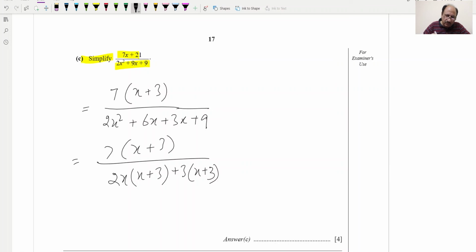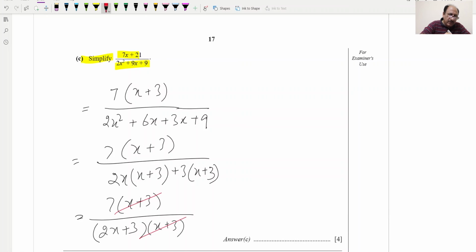Now we can further write 7 into x plus 3, and the denominator will be 2x plus 3 into x plus 3, and we can cancel this term with this one, and our answer will be 7 over 2x plus 3. This will be our final answer which we can provide over here, and this is a 4-mark part which we are done with.